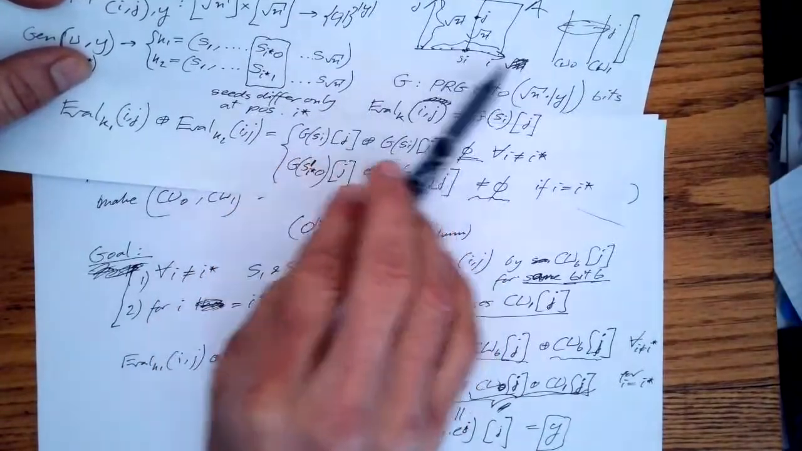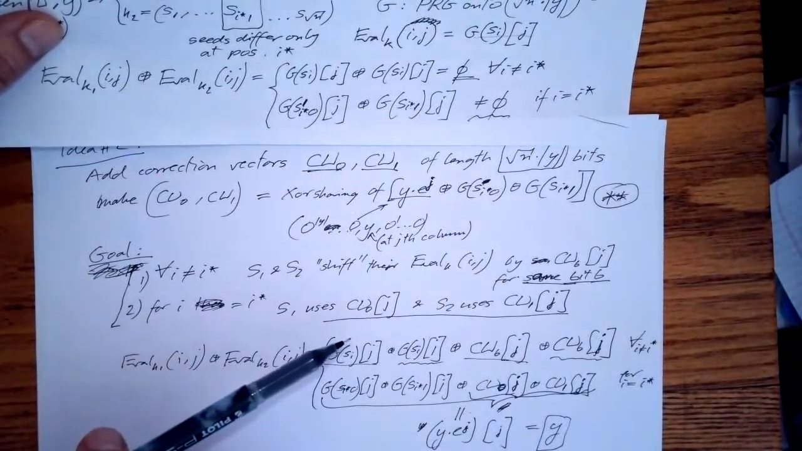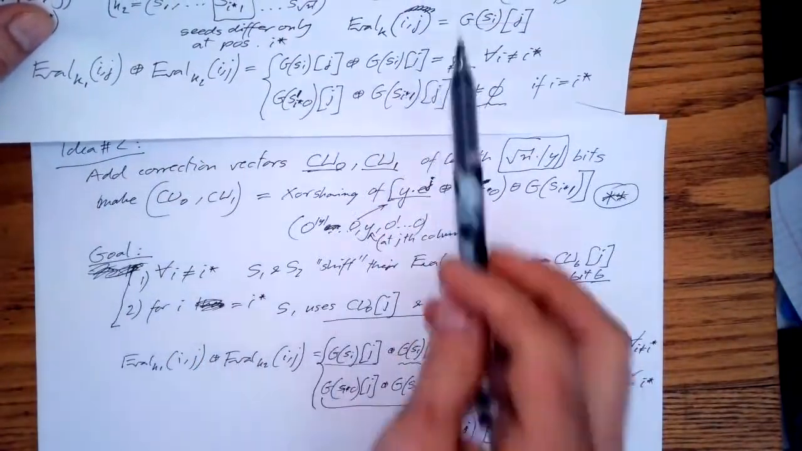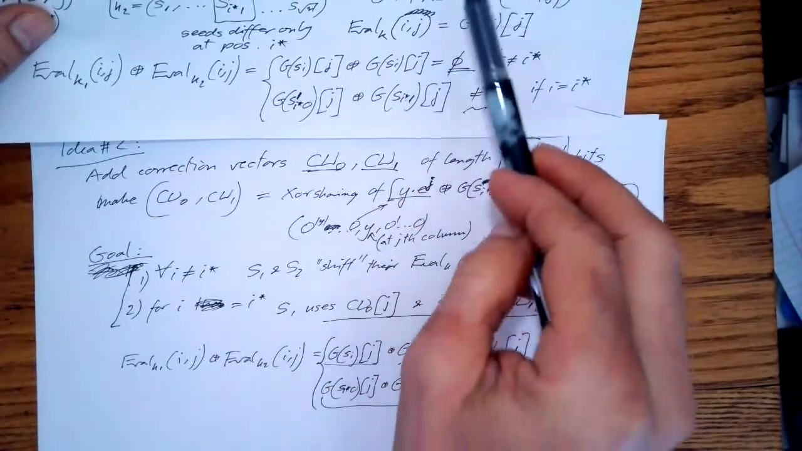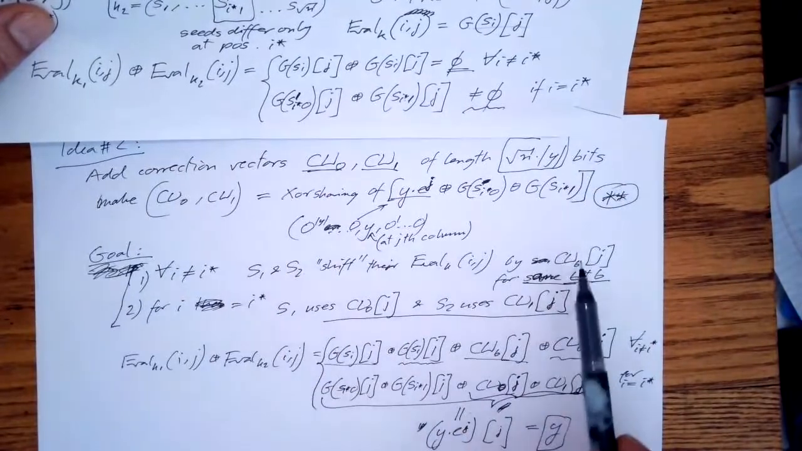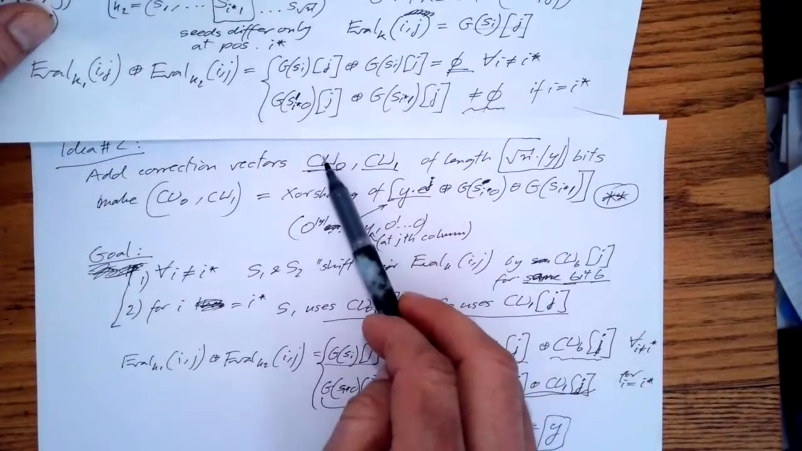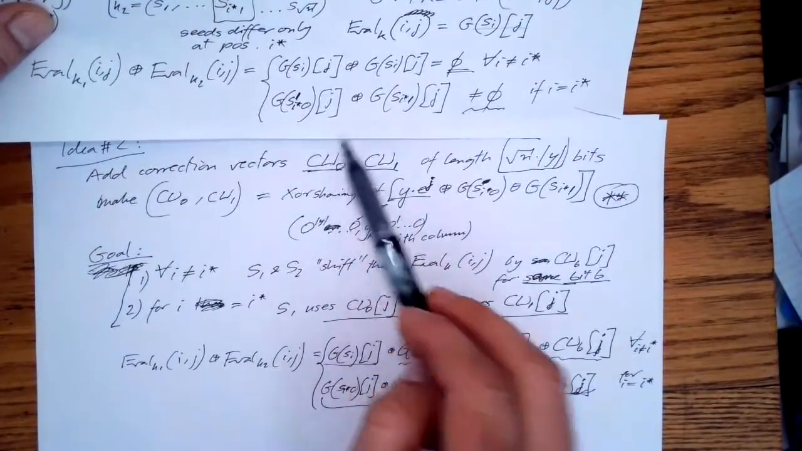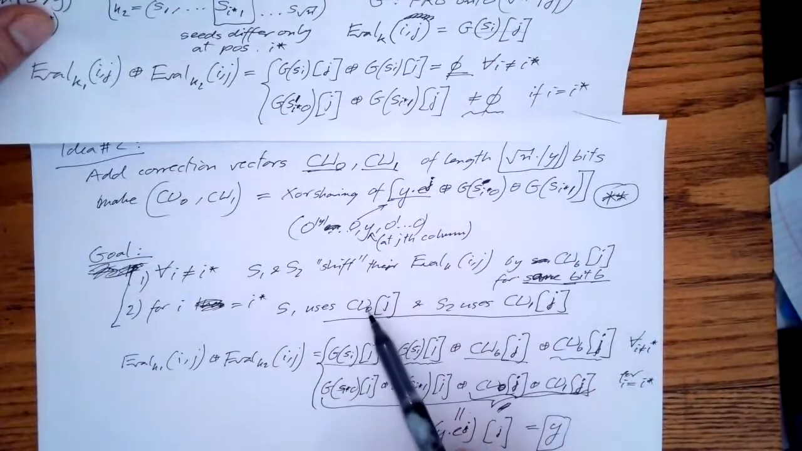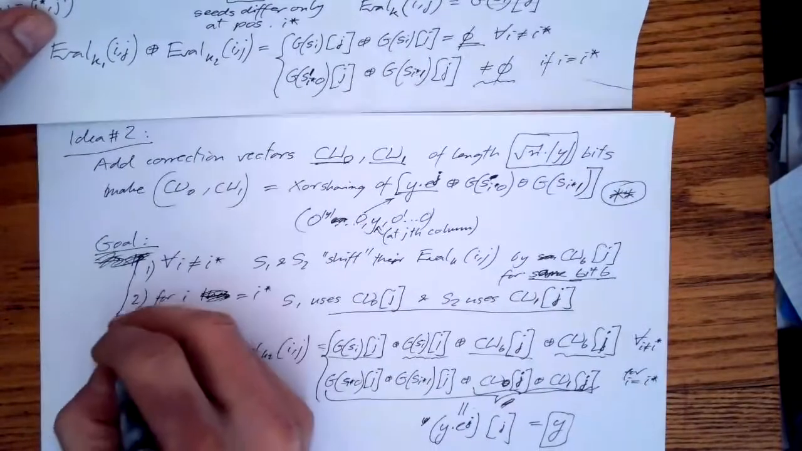There is square root of n rows and columns, and for each column that is different from I star, S1 and S2 must be told to use CW. Both of them are told either use CW0 or use CW1, but they're told to use the same one. And the only place where they're told to use a different one is the I star location. But this is trivial to achieve.